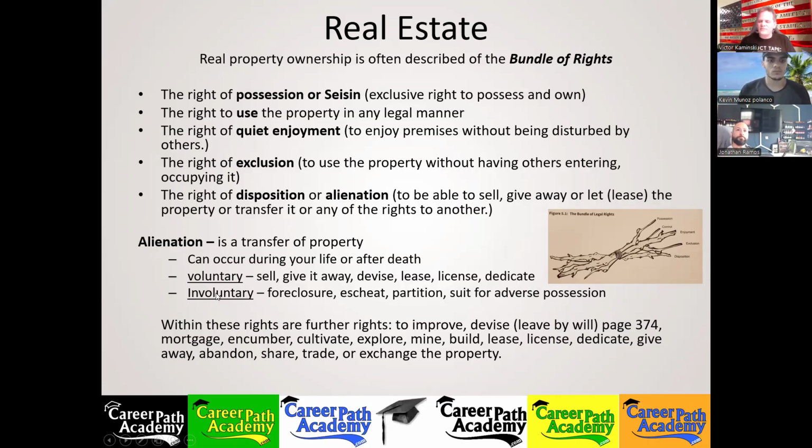Now, some forms of involuntary alienation are foreclosure. That's in New Jersey a judicial process, has to go through the court system. Foreclosure is when you owe somebody money. Basically, they could go after your assets so that they could sell it and then recoup their money. That's foreclosure, basically. Escheat is when you die without a will.